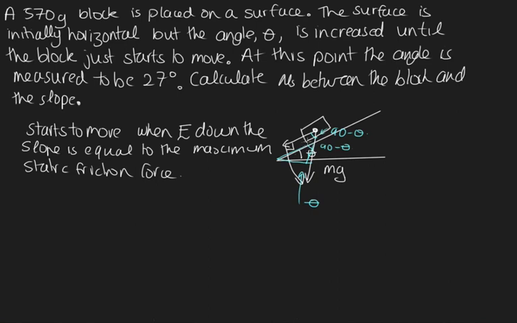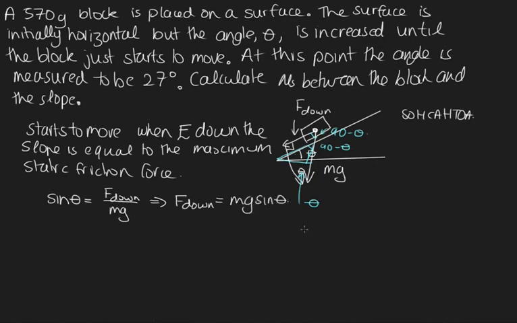So what we're going to need to know first is the force down the slope, so that's this component here. So let's call that F down. Now using trigonometry, SOHCAHTOA, we can see that F down is opposite the angle theta and the hypotenuse is mg. So we've got sine theta is equal to F down over mg, and so our force down the slope is equal to mg sine theta.